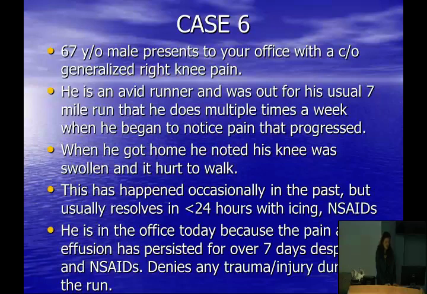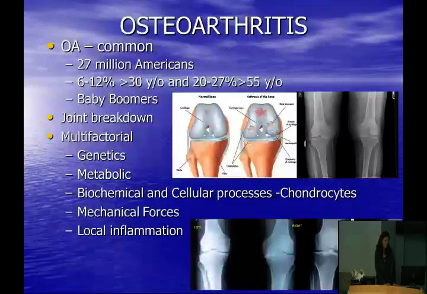So we've got generalized swelling in a 67-year-old. So until proven otherwise, this is arthritis. So osteoarthritis, extremely common. 27 million Americans. 6 to 12% if you're greater than 30. 20 to 27% if you're greater than 55. As the baby boomers continue to age, it's going to just go higher and higher and higher.